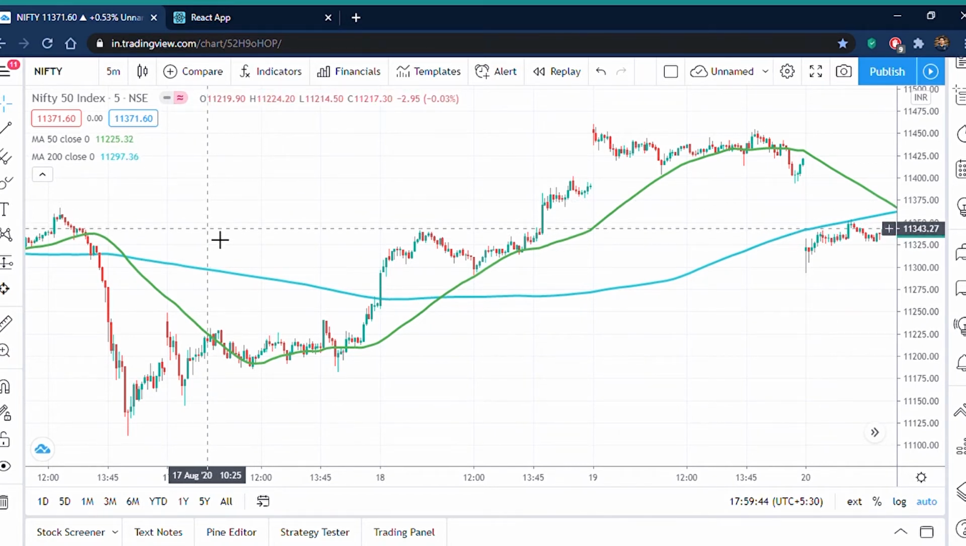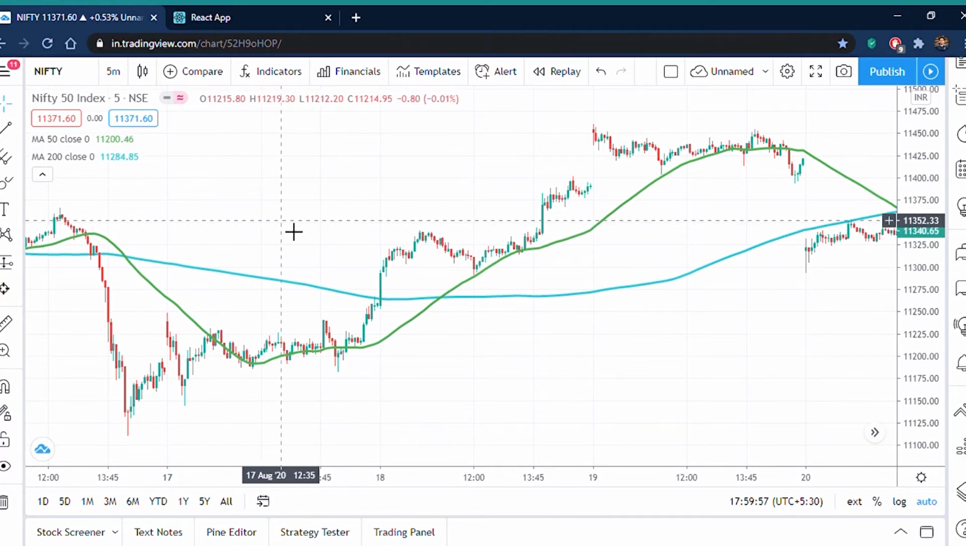Now, as we are understanding the crossover strategy, the crossover strategy consists of the application of both the long-term and the short-term moving averages. So in this particular example of the Nifty 50 index, I've taken a 50 SMA and a 200 SMA.